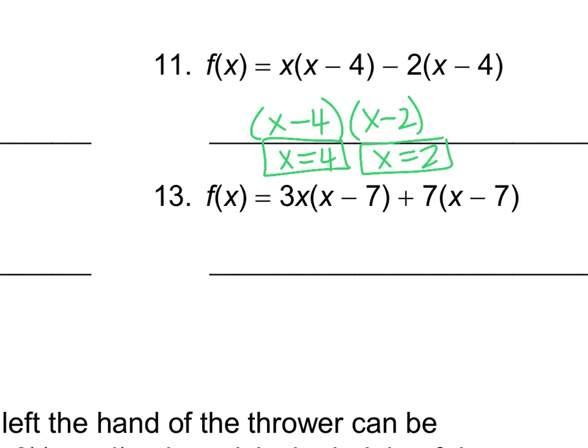So our answers for 11 are x equals 4 and x equals 2. You can see that that one repeats, so I wrote it once. And then I wrote down what was left in this factor there, giving me x equals 4 and x equals 2.